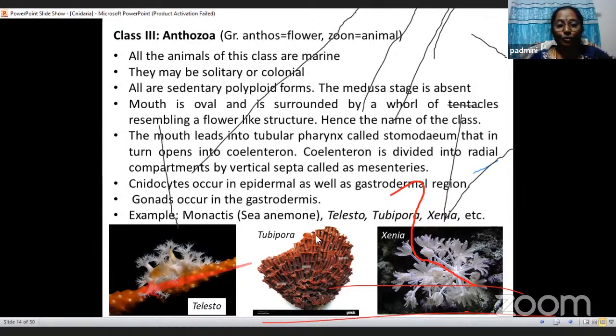Mouth leads into the tubular pharynx called stomodeum, that in turn opens into a hollow coelenteron. So that's called coelenteron, divided into radial compartments by vertical septa called mesenteries. Cnidocytes occur in epidermal wall as well as gastrodermal regions. Gonads occur in the gastrodermis. And the examples are Monactus, this is a sea anemone, Telesto, so this is a Telesto over here, and Tubipora, tube-like structures, and Xenia over here. So these are the examples of anthozoa.